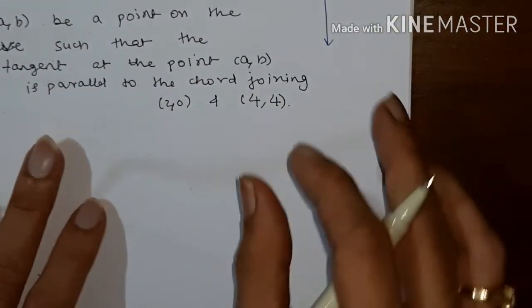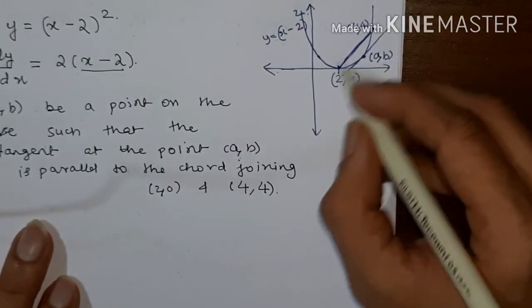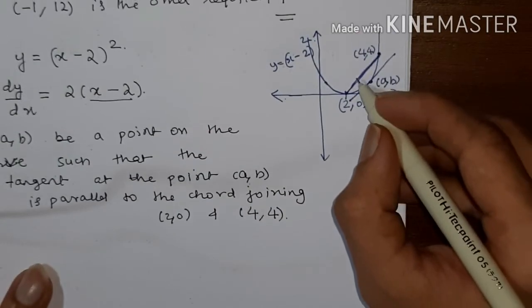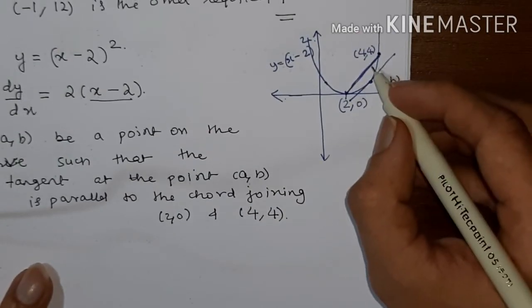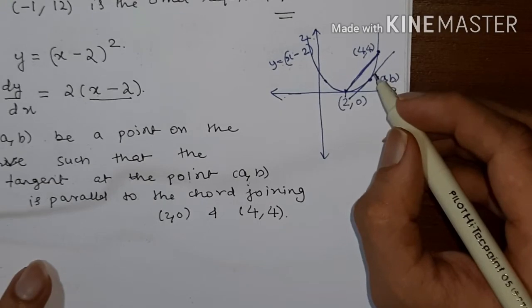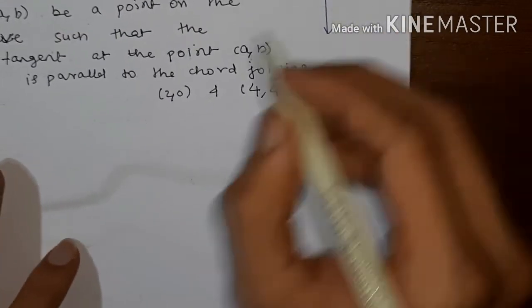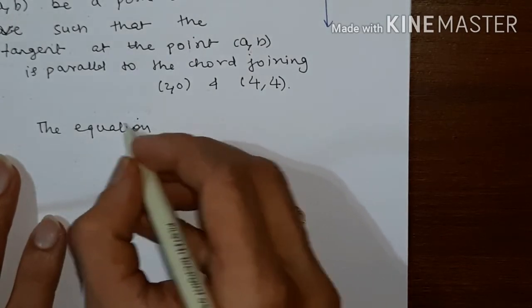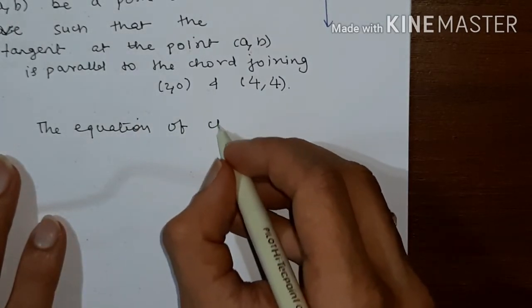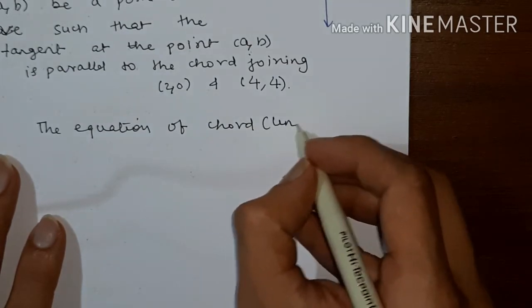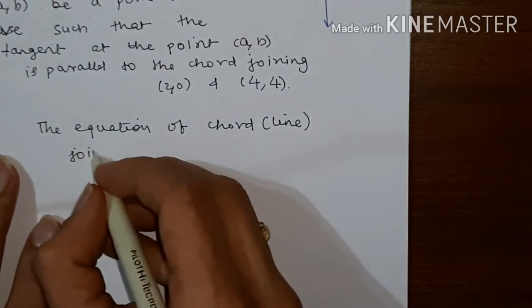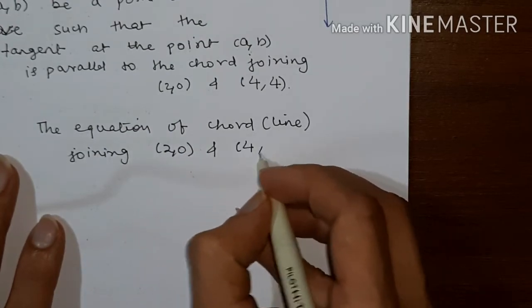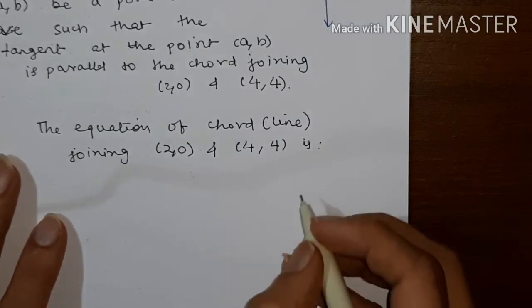Now since you have a chord which joins these 2 points, 2 comma 0 and 4 comma 4, this chord is a line. It is a chord, but it is also a line. So you have to find the equation of that line. The equation of the chord, which is actually a line, joining 2 comma 0 and 4 comma 4, you know this.